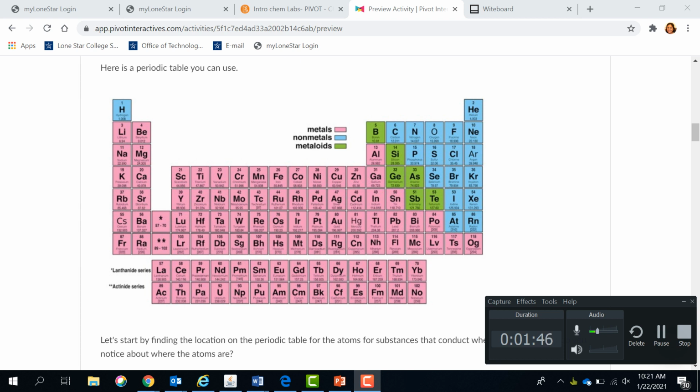If you see this periodic table, it has shaded areas. Pink color shaded are all metals. Blue color shaded are all non-metals. And you see the green color is for the metalloids. Any compound made from a metal and a non-metal is considered ionic. Any compound made out of two non-metals, they are covalent.